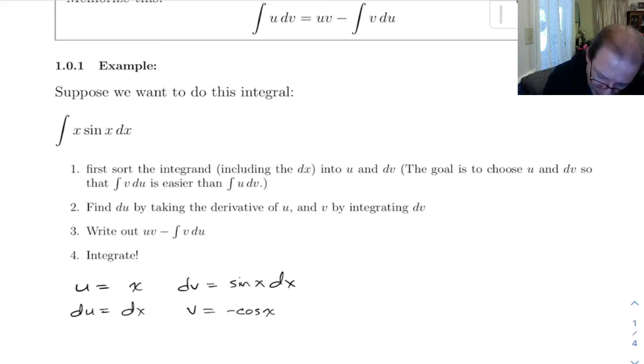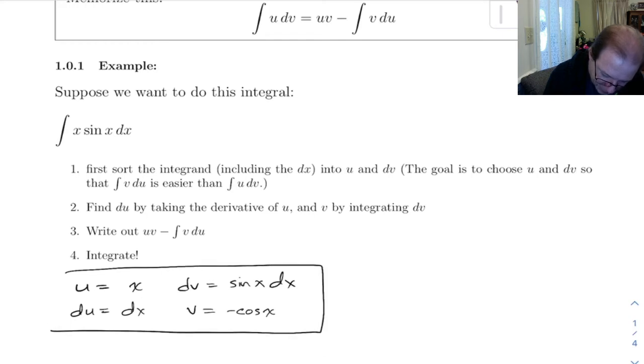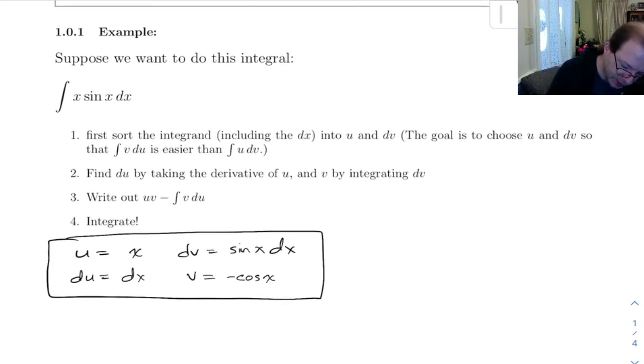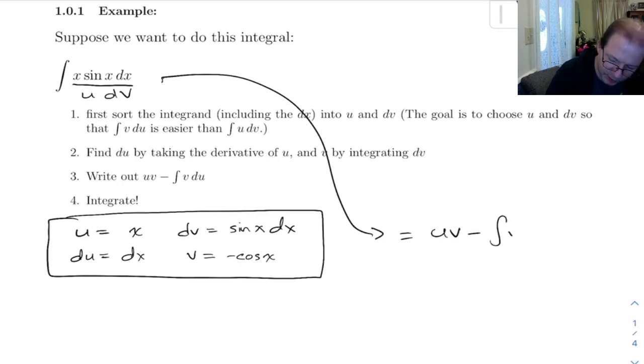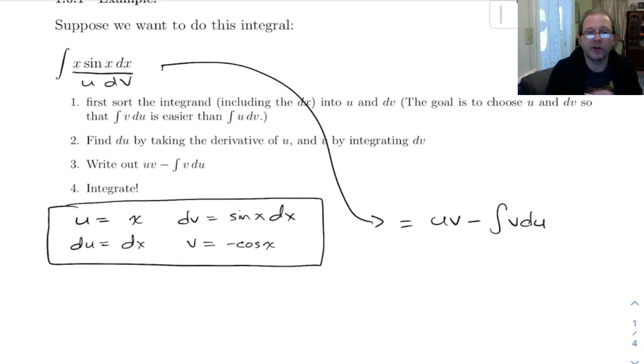Now that we've got this stuff, I'm going to draw a box around it. We've done steps 1 and 2. Now we want to take this and rewrite the integral. This is u dv. We want to write out that this is equal to uv minus integral v du. I'm going to repeat that a lot because it's very important: uv minus integral v du.